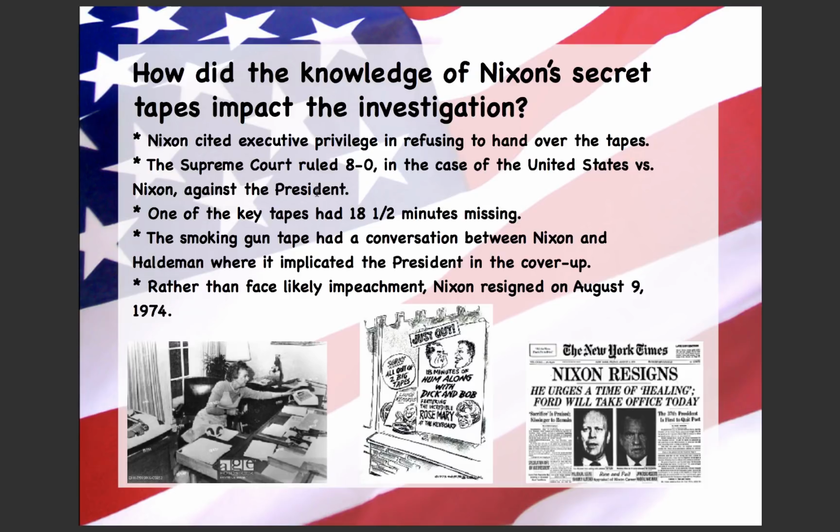But the Supreme Court rules against him. 8-0, the Supreme Court in United States versus Nixon says he must hand over the tapes. I hope one of you might be thinking, why is it 8-0? And I'm here to tell you that I'm glad you're thinking that. There are 9 people in the Supreme Court, but one of them, William Rehnquist, formerly worked in the Nixon administration, so he recused himself from the decision.